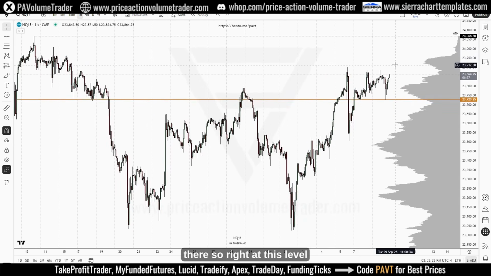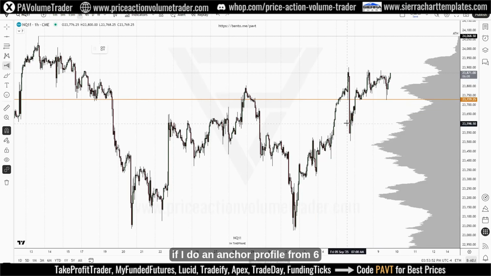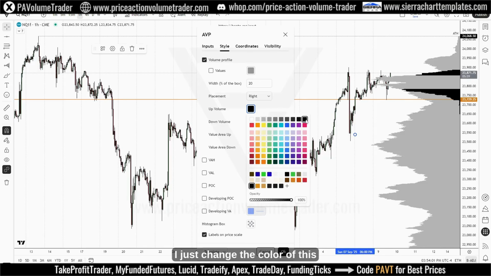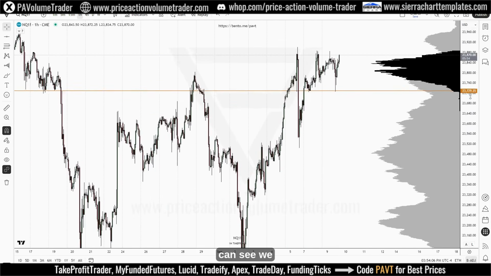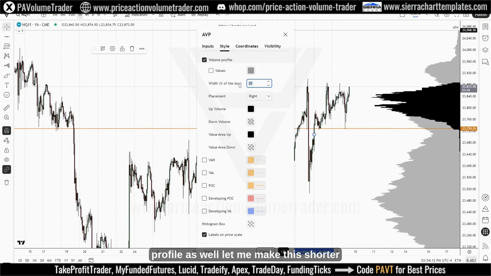So right at this level, immediately I would be looking at this high volume node, and you can see this was the range of Monday, Tuesday. So if I apply a weekly profile here as well, like if I do an anchored profile from 6 p.m. on Sunday, and I just change the color of this, you can see we have a very wide weekly profile as well. Let me make this shorter.